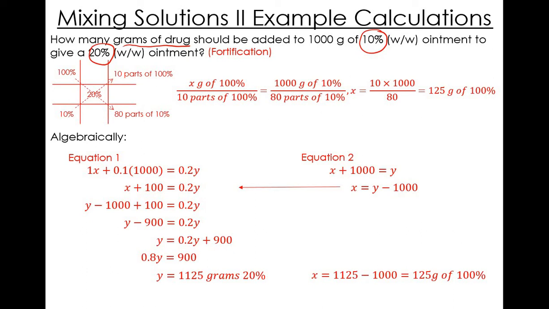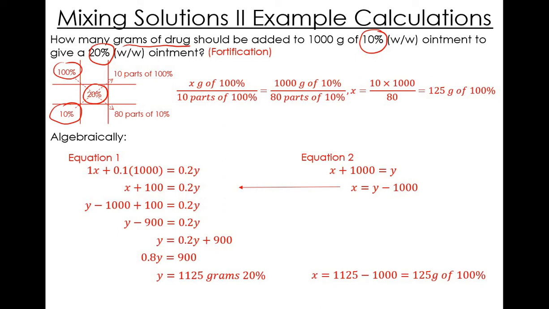And so using the tic-tac-toe method, the desired concentration is 20%. We put that in the middle. The bigger concentration is 100. That's the grams of drug itself. And the smaller concentration is 10%. So we get the parts of 100% by subtracting the smaller concentration from the desired. 20 minus 10 is 10 parts. And we get the parts of 10% by subtracting the desired concentration from the bigger concentration. So 100 minus 20 is 80 parts of 10%.